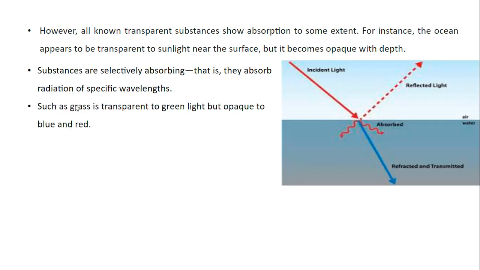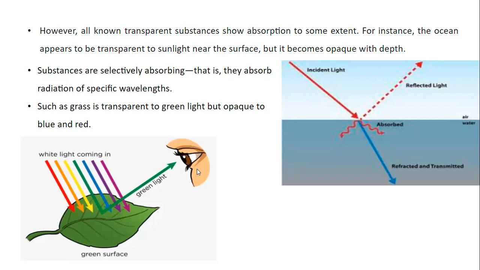What does it mean? For example, if you take grass, grass is transparent to green light. It means grass is not going to absorb the green wavelength of light, but it is opaque to any other color, the red, the blue, the violet, the yellow, orange, any other color. So your eyes can differentiate a green surface, whether it is grass or a leaf, from any other object in terms of their color.